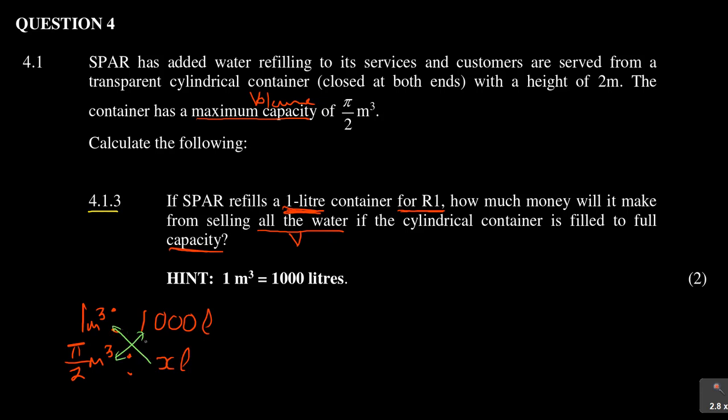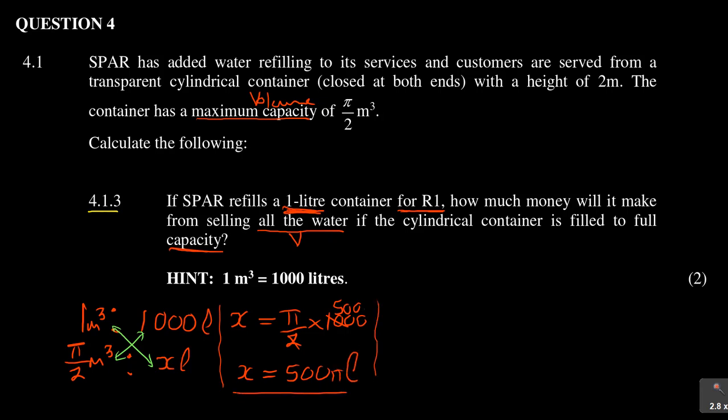If you cross multiply like that, 1 times x, in this case in liters, x is equal to pi over 2 times 1000. And you do that, you will find that x is equal to 500 pi liters. So which means the capacity of this container is 500 pi liters. Of course, you can change the 500 pi into the actual liters.